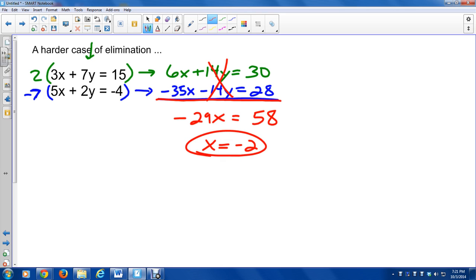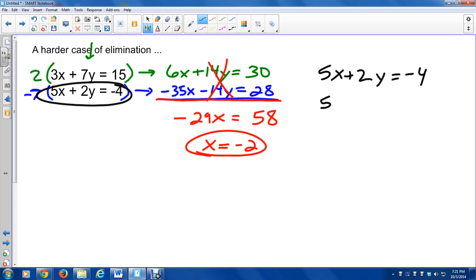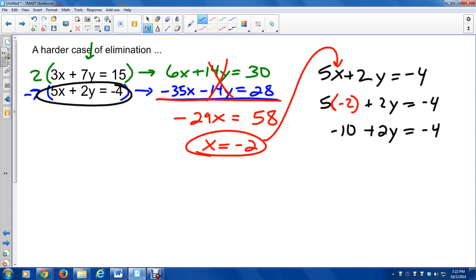Just to finish it off, second step is I would take one of the two equations that I have. I'm going to grab the second one. This time I've got 5x plus 2y equals a negative 4. This time my x variable is what I solved for, so I'm going to plug it in right here, which is what I'm multiplying by the 5. 5 times a negative 2 plus 2y equals a negative 4. Do the math, giving me negative 10 plus 2y equals negative 4. 2y equals a positive 6, giving me y equals 3.